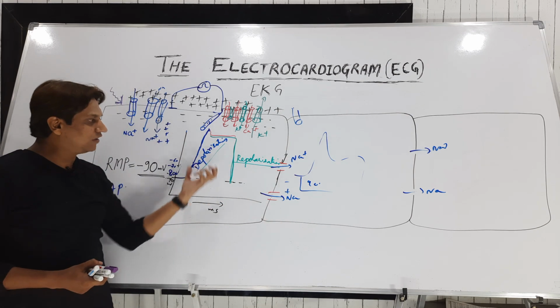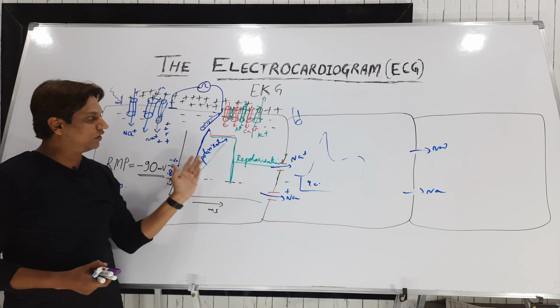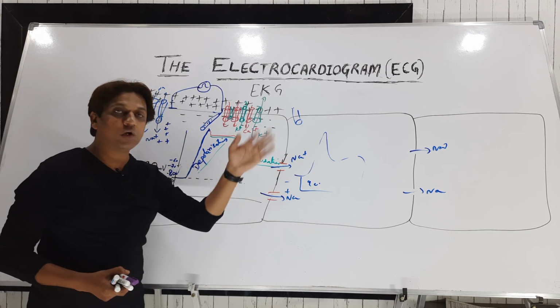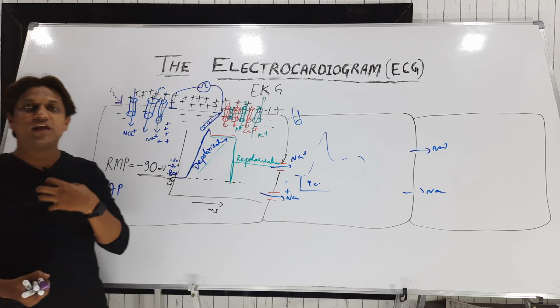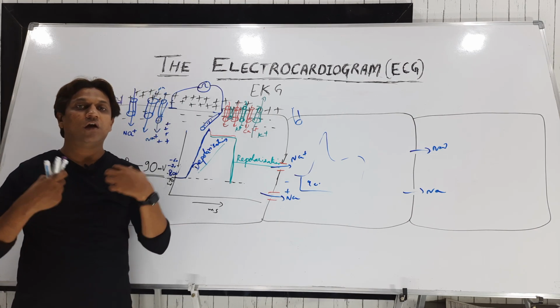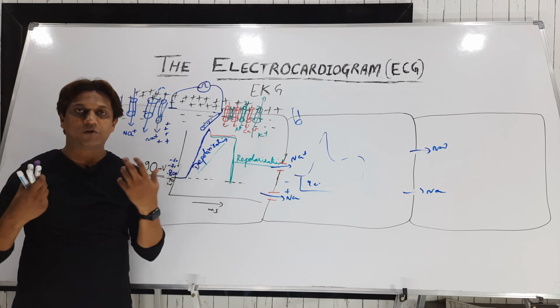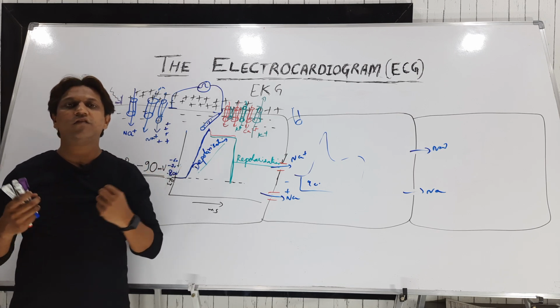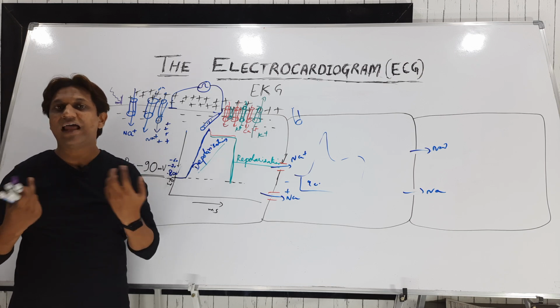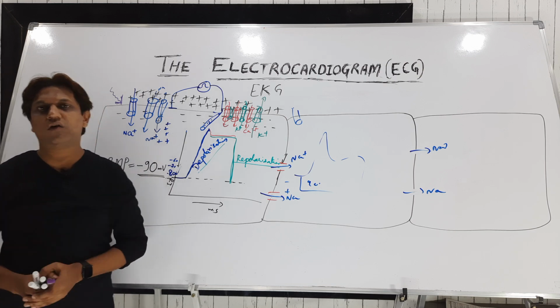Okay, now this depolarization and repolarization, these phases, that is this electric current which is moving from one cell to another cell inside the myocardial cells, is recorded extracellularly from the surface of the skin. You know that our body is a very good volume conductor, that is, it can transmit the electrical signals. It's a very good conductor of electricity.